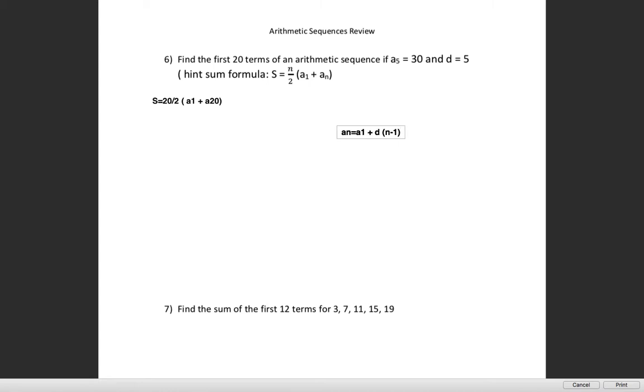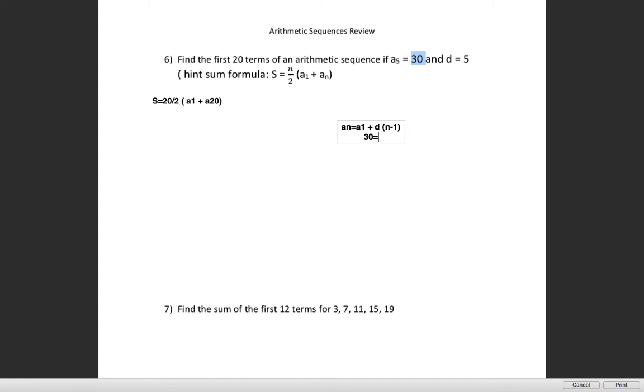We are sick of this formula. We always use it and see it, and it's really going to help us here. So let's plug in what we know. Remember, in a5, this 5 is the n, and 30 is our a_n in this case. When n is 5, a_n is 30. And our difference right here is 5.